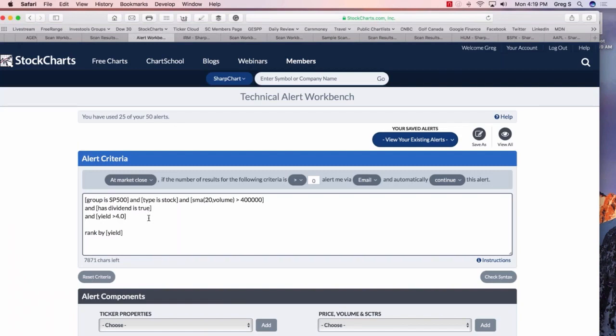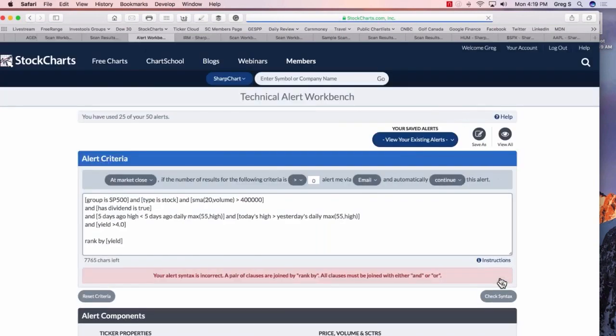And so in this particular case, the yield, we're going to look for all of that. But rather than do that first, before we look for the actual yield levels, we want it to have a dividend, so that's going to narrow it down. And then we want to know that 5 days ago, it was less than the high, and today's high is greater than, and then we run that scan. Check our syntax, make sure it's okay.